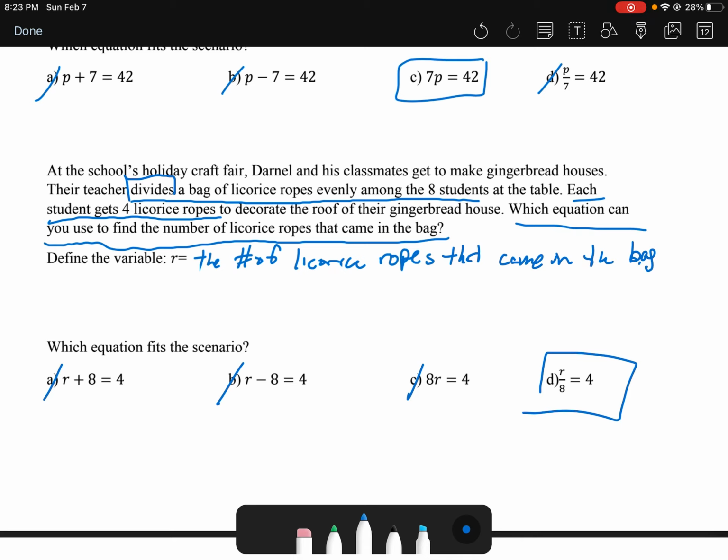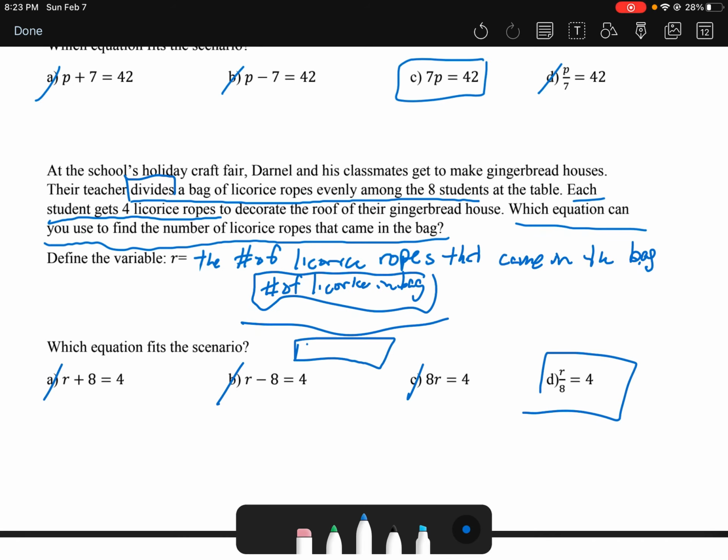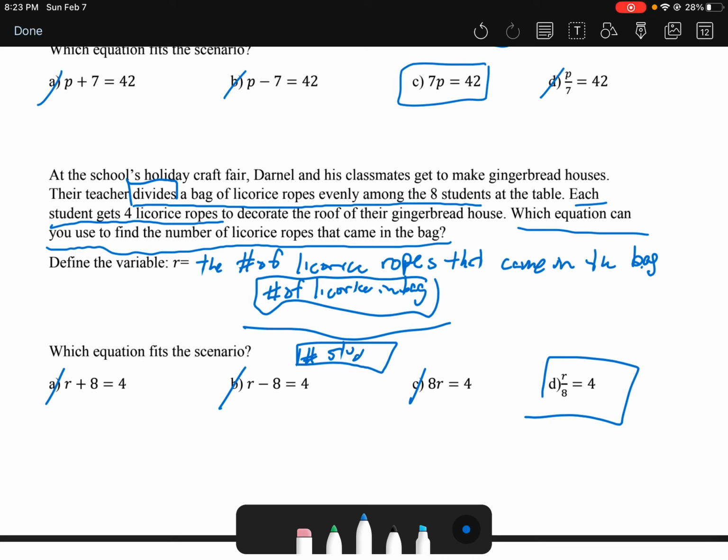And looking at what's going on there, we said R is the total number in the bag. And I'm dividing that by the number of students. And that should equal how many licorice each student gets, which is our 4. And that makes sense.